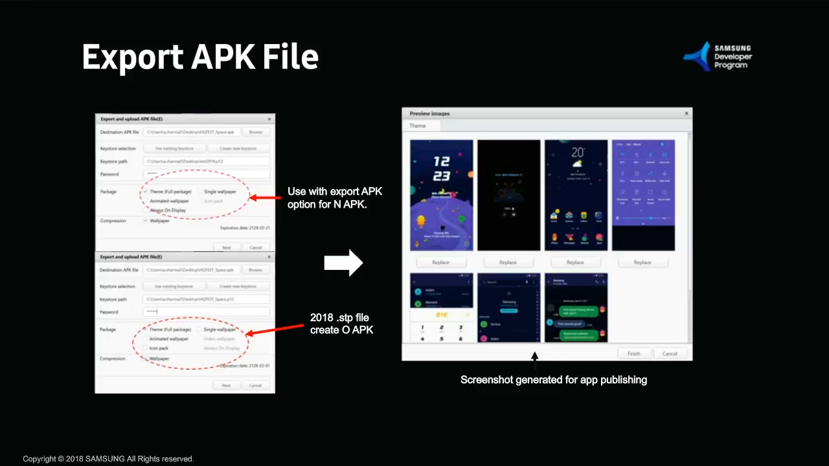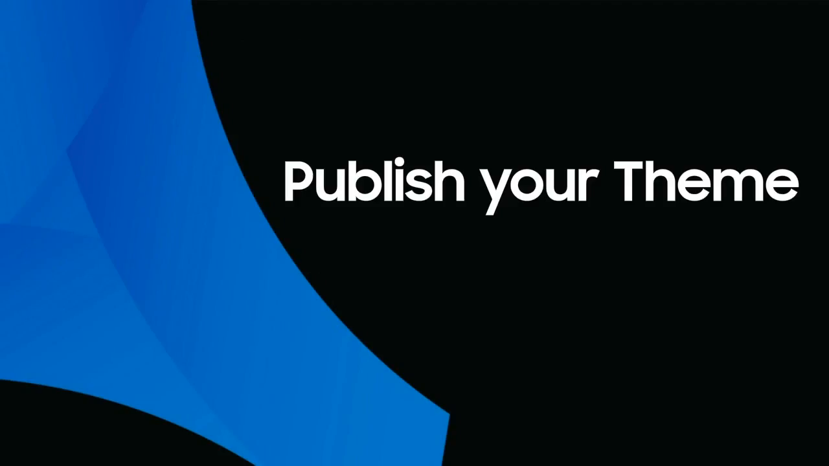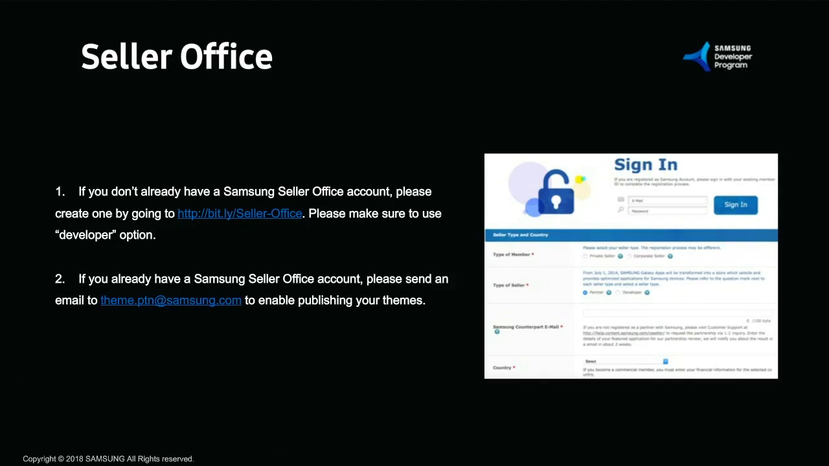The next step into distributing your apps, once you finish designing your theme design, is to sign in to your seller office account. If you're really seeing this for the first time, you can either use your current Samsung account to log in, or if you're brand new, if you're signing in for the first time, you can create a Samsung account here as well.